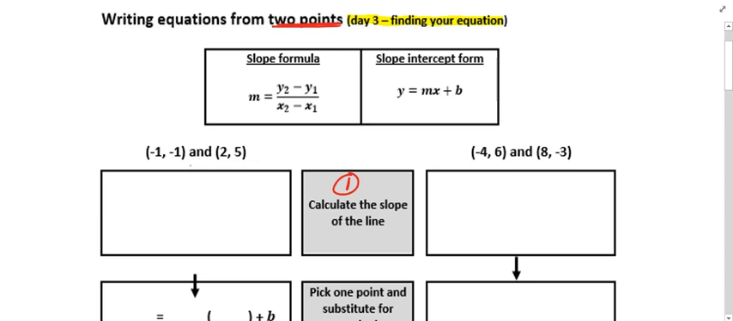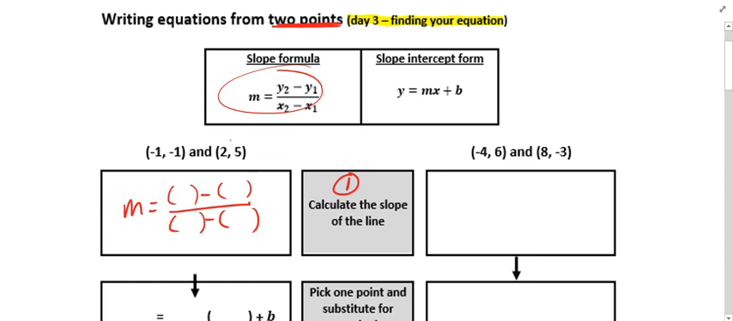So here's 2 random points, -1, -1, and 2, 5. We're going to use the slope formula. So remember, we plug in a big fraction bar, minus signs, parentheses. You should be following along. Pause the video as needed.